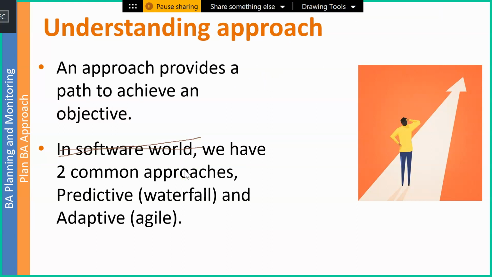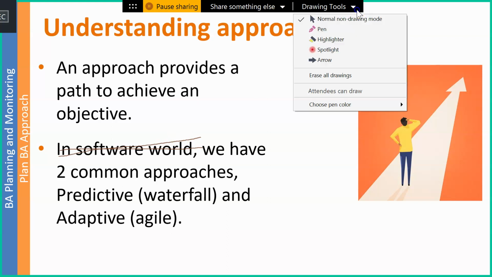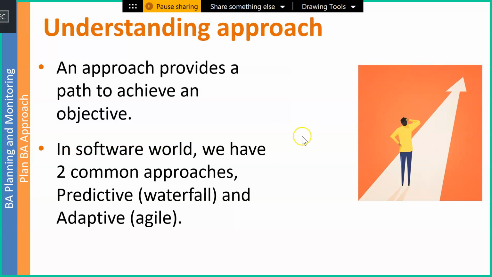There are two common approaches, predictive and adaptive. Try to get waterfall and agile out of your thought process. That is not in your exam. It's predictive and adaptive according to the BABOK. And it's not just the software world. It's in general. Change has two common approaches. You can do predictive or adaptive change regardless of whether software is at play or not. So thinking about an approach, we have predictive and adaptive.